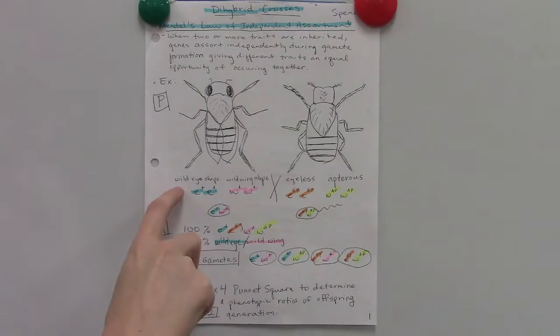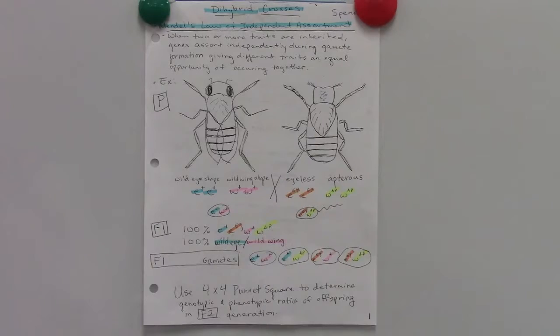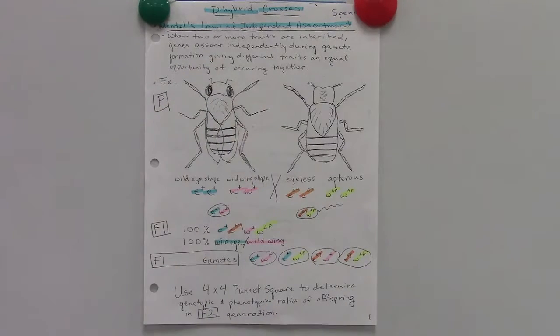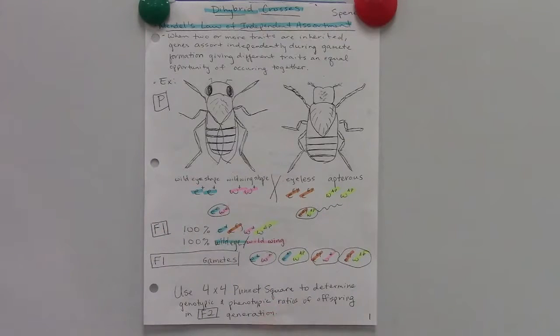And since wild eye is dominant over eyeless and wild wing is dominant over apterous, 100% of your offspring will have the wild eye shape and they will have wild wings, so they'll look just like this parent. However, they're heterozygous for every trait, so their gametes are going to assort independently, and you'll actually come up with 4 different types of gametes for these two traits.